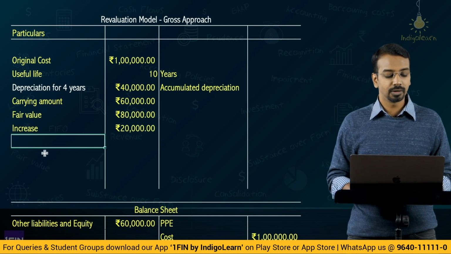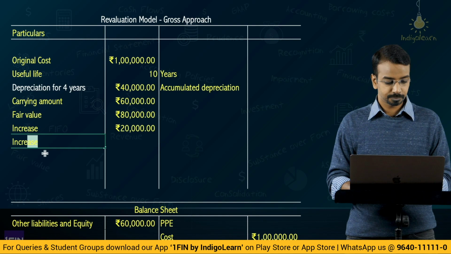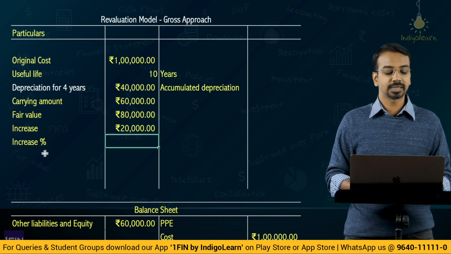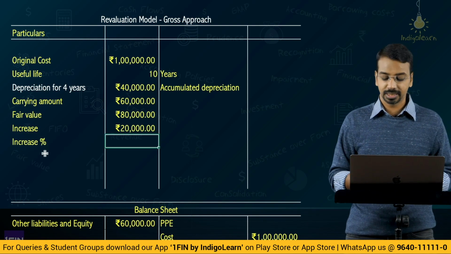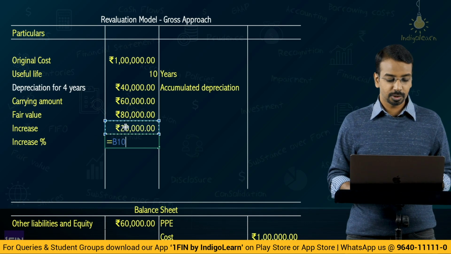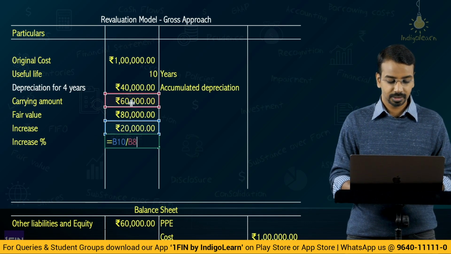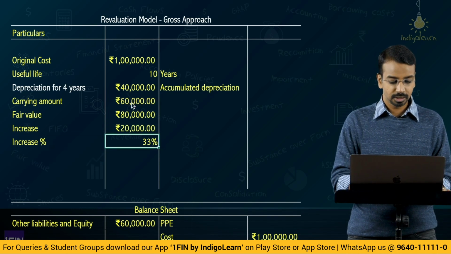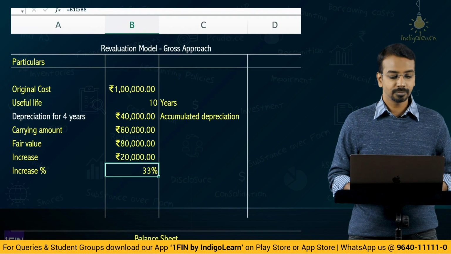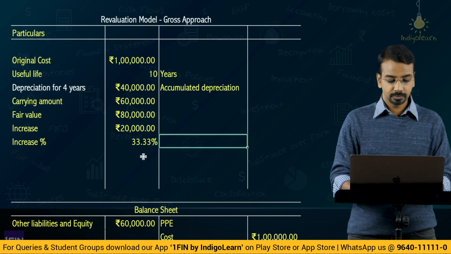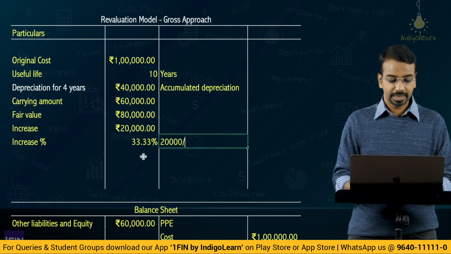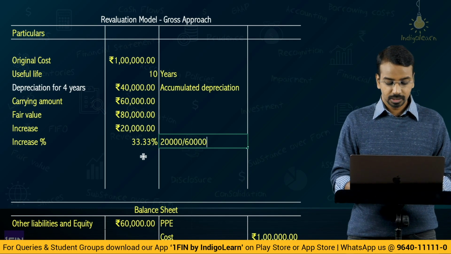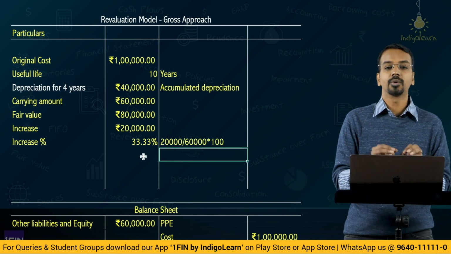So, what do we do here? We will first compute what is the increase percentage. What is the increase percentage? Increase percentage is nothing but 20,000 divided by 60,000 multiplied by 100, right? So, that comes to 0.33. I will convert this into percentage. It comes to 33%. So, 20,000 divided by 60,000 multiplied by 100 comes to 33.33%.